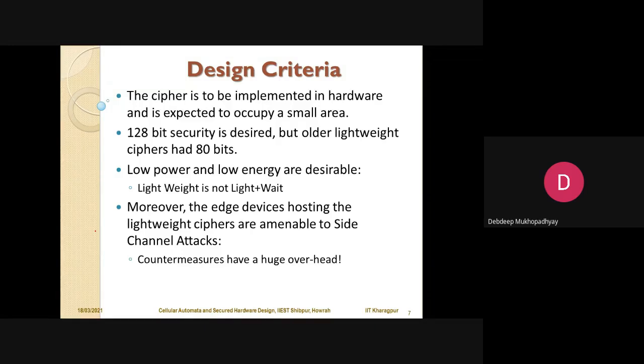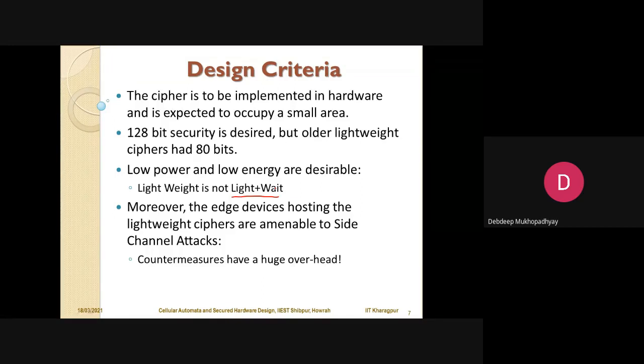Which means that you typically cannot follow a strategy blindfold where you just make the computation less, but trade that off with a large number of clock cycles, because if you're doing that, you're not really saving energy. So you need to optimize on both power as well as energy. So lightweight is not really light plus weight. Light plus weight would mean that I just delay the process and expend more clock cycles to attain a lightweight block cipher.